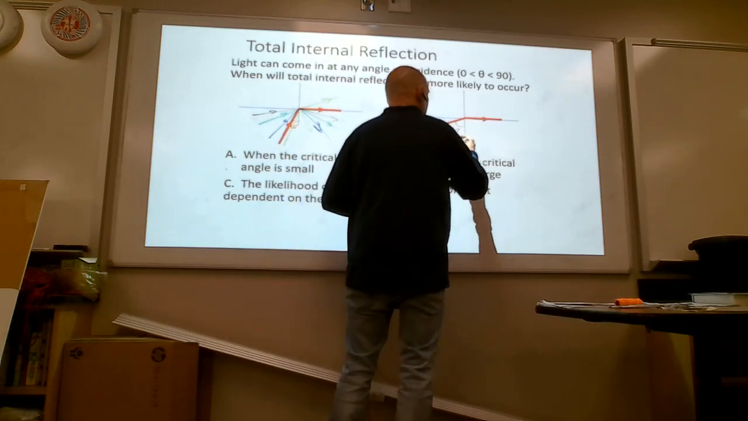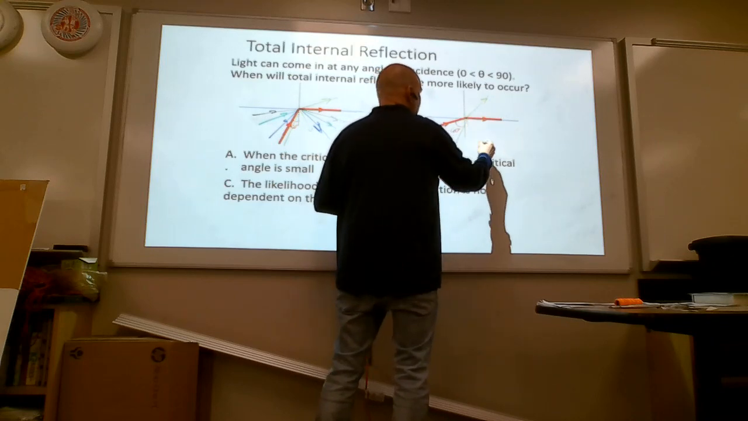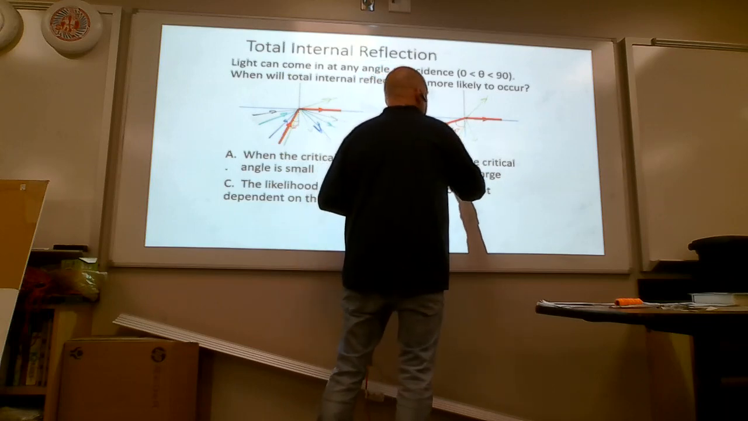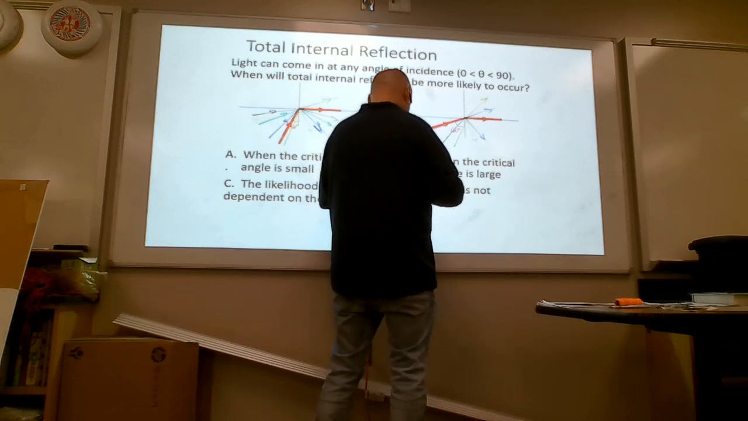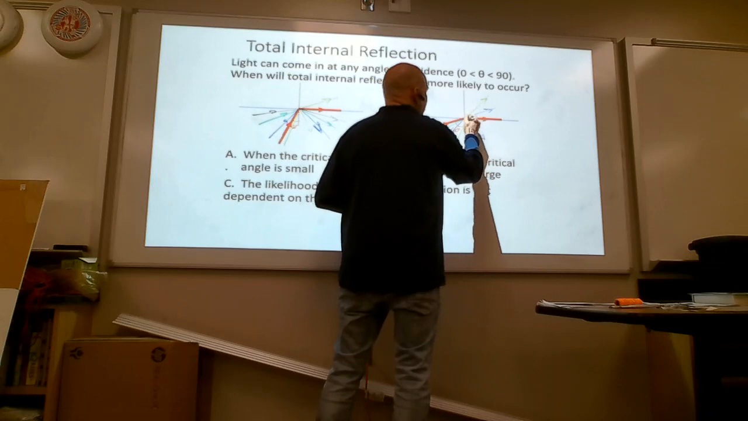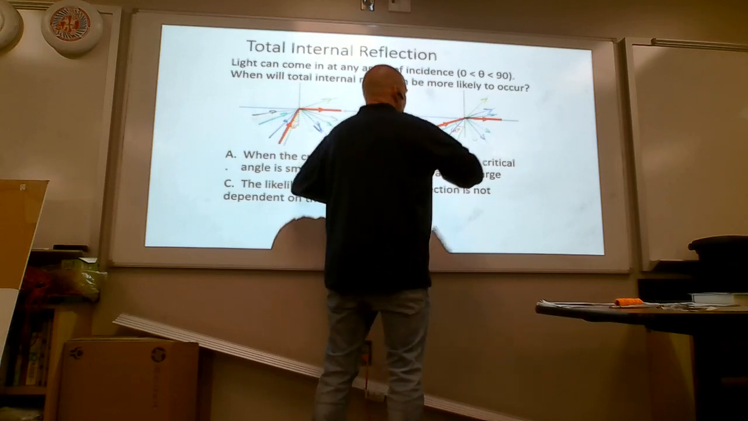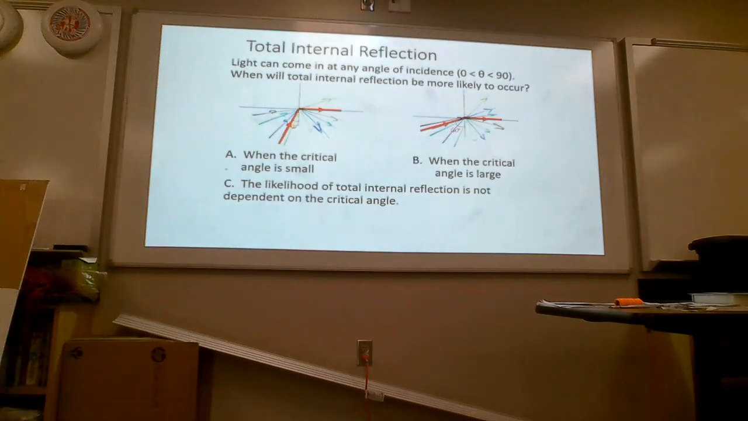So 20 makes it out. Some's reflected. 40 degrees makes it out, but some's reflected. 50 degrees makes it out, some's reflected. Only 70 degrees is totally internally reflected. See how a lower critical angle causes total internal reflection to happen more readily? Does that make sense? Good with that?